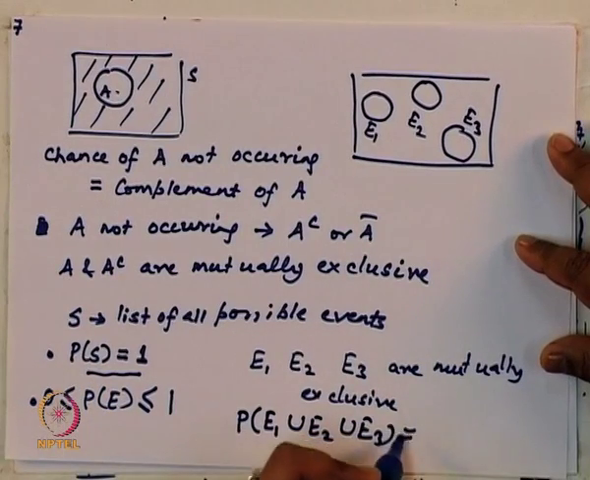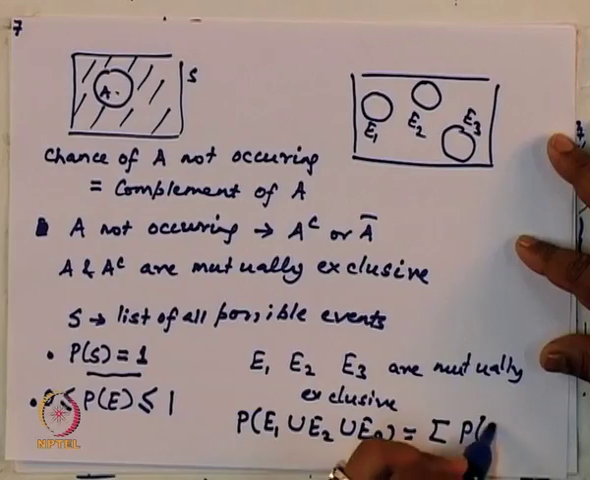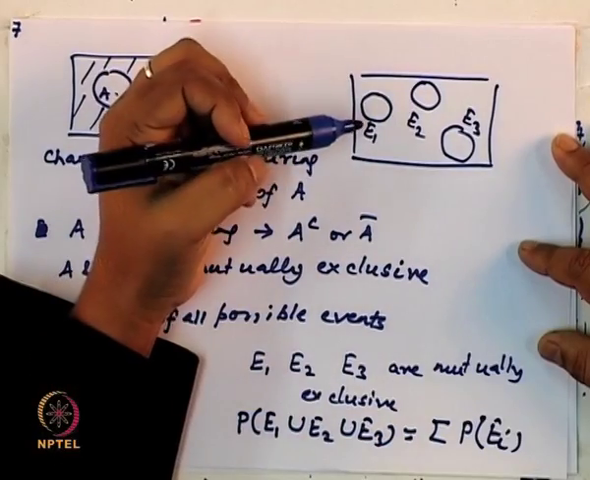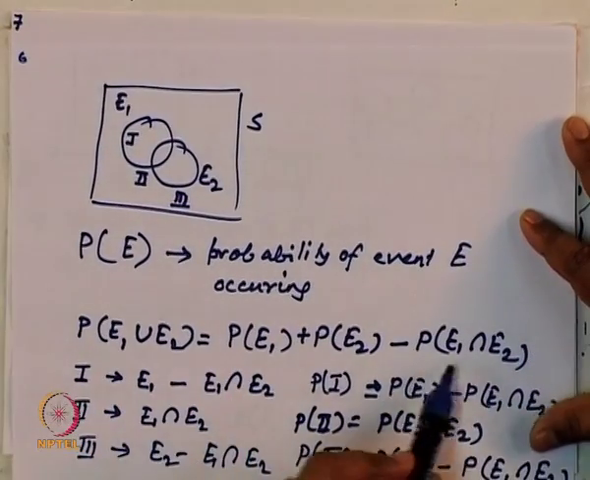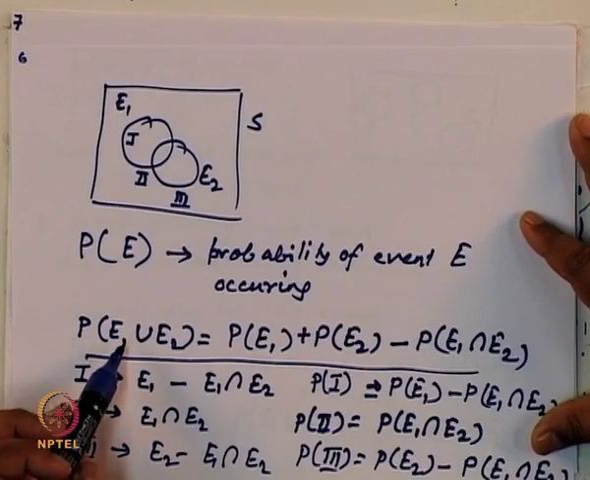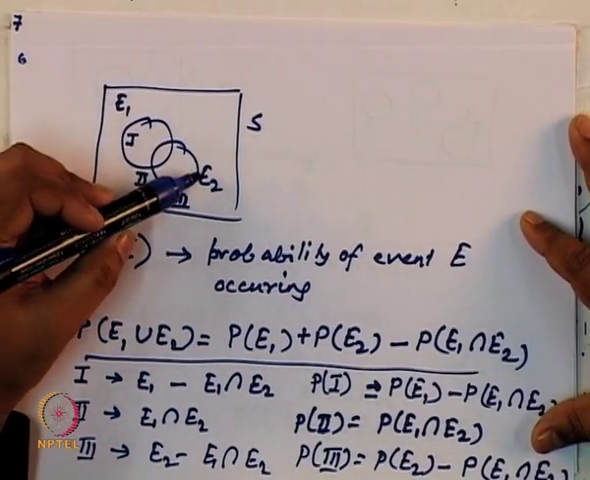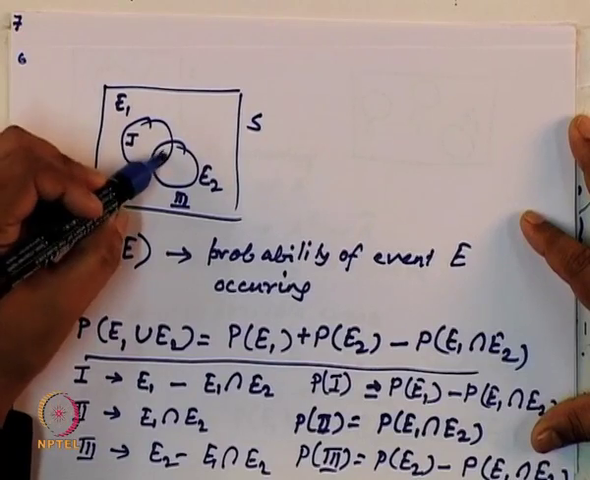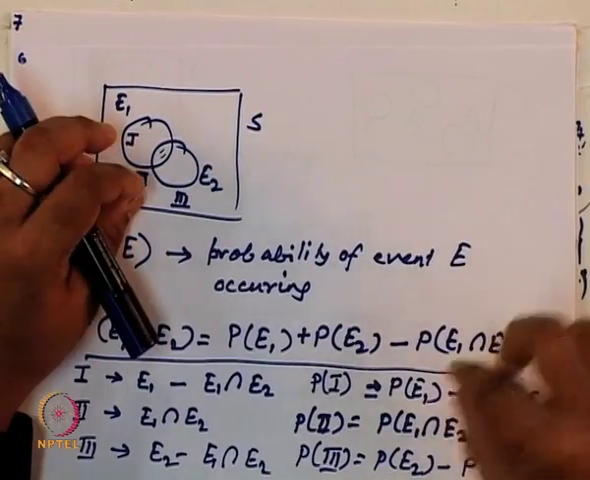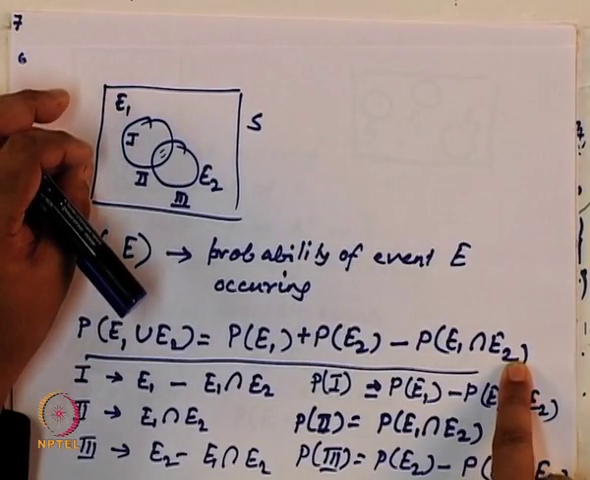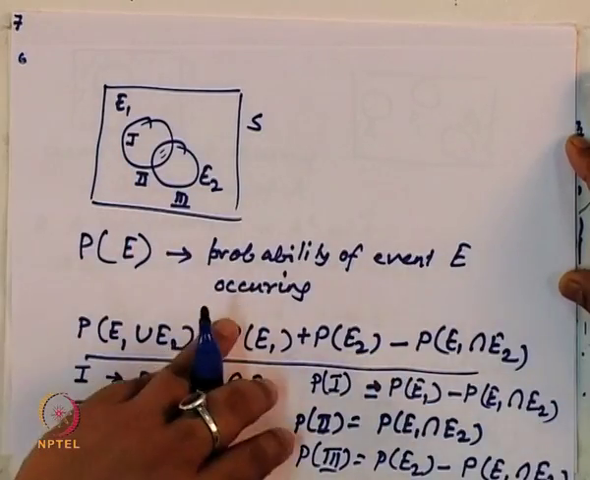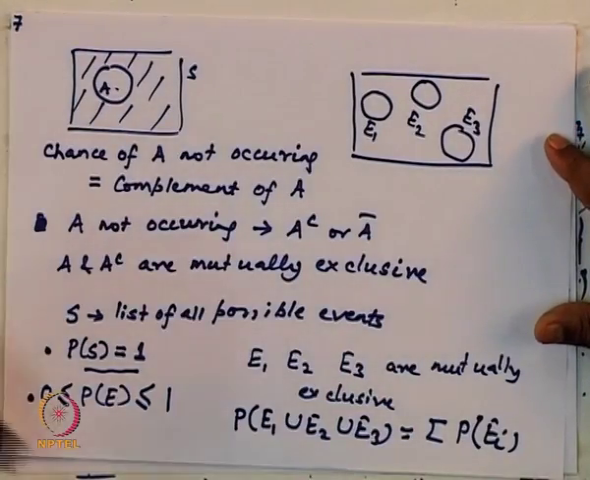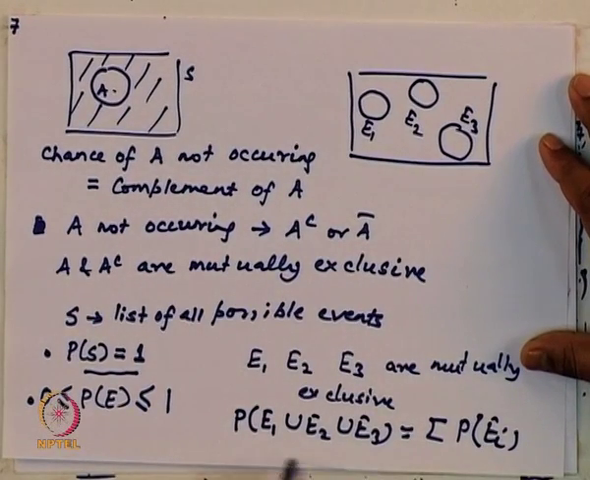It is nothing but the summation of the probability of the event Ei, because there is no overlap, as we discussed. So, when E1 and E2 are mutually exclusive, the area of the overlap zone reduces to 0. The probability of E1 intersection E2 is 0. As a consequence, the probability of E1 union E2 is equal to the probability of E1 plus the probability of E2. For the case of exclusive events, I can write this particular expression.